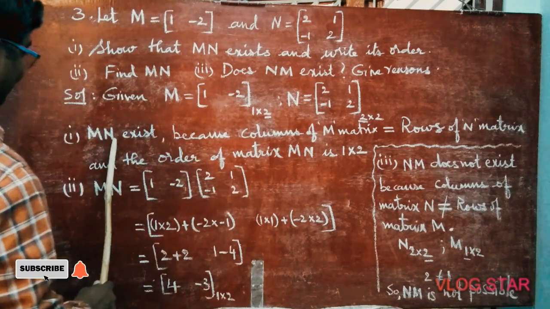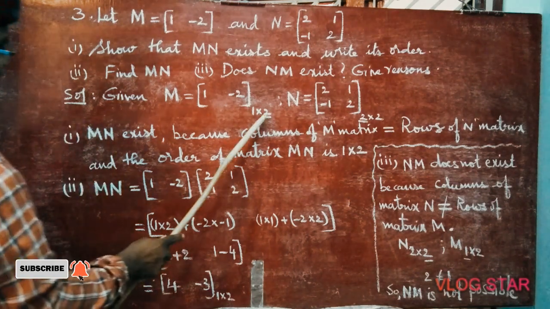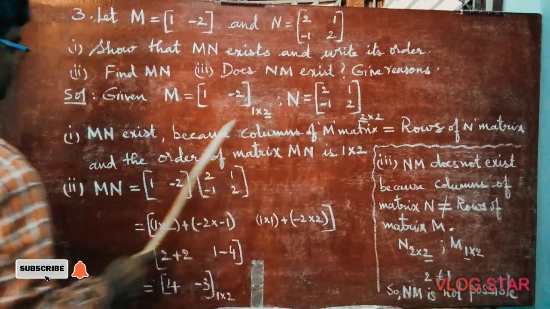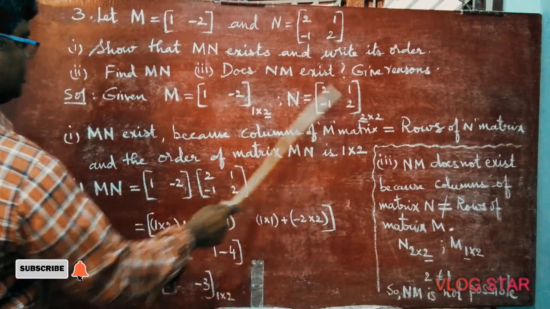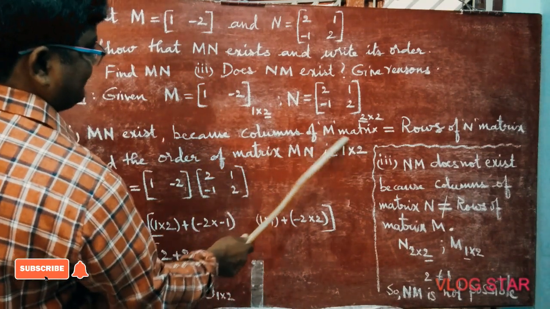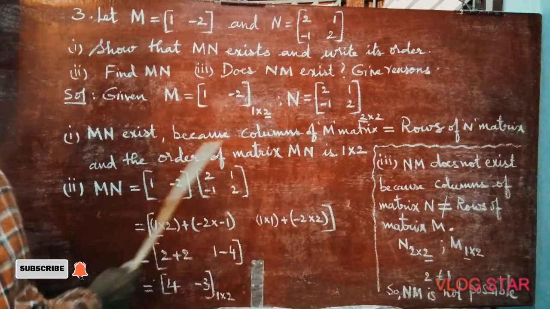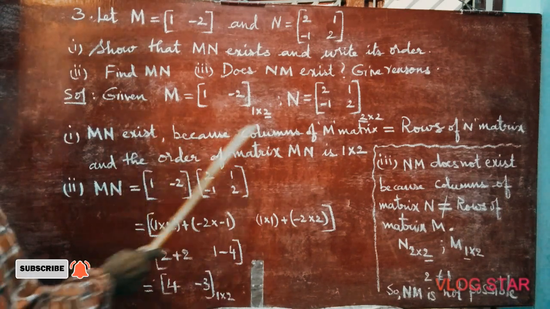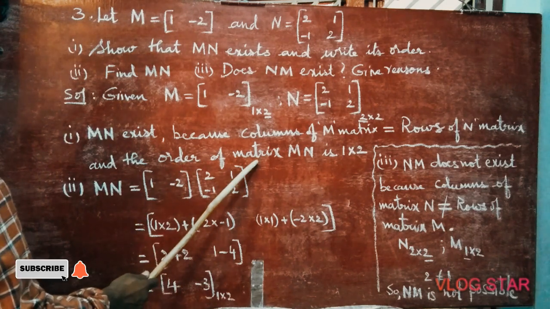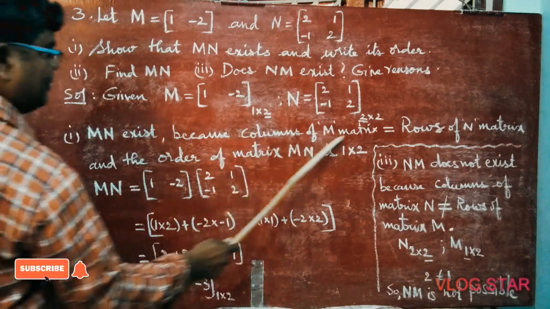They are asking MN. What is the meaning of MN? M into N. Whether the multiplication exists or not, they are asking. So here you see the first matrix's columns should be equal to the second matrix's rows. Is it equal? Here 2 is there, there also 2 is there. So MN exists because columns of matrix M are equal to rows of matrix N. This is the way of checking. This is the reason. And the order of MN is 1 by 2.